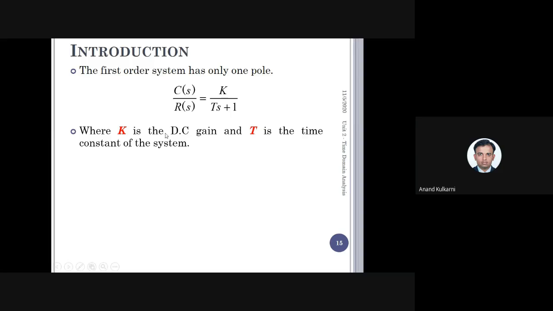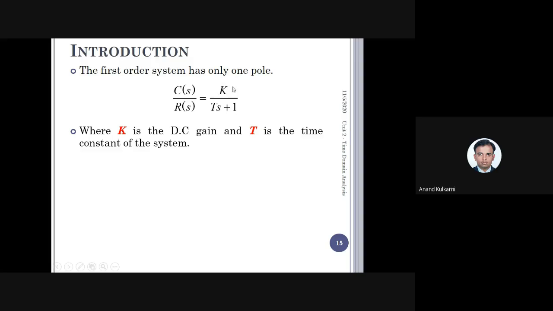Here K is called the gain of the system, and T is called the time constant of the system. This is the standard first order transfer function. So this is a first order transfer function.